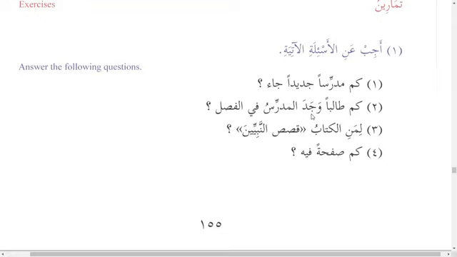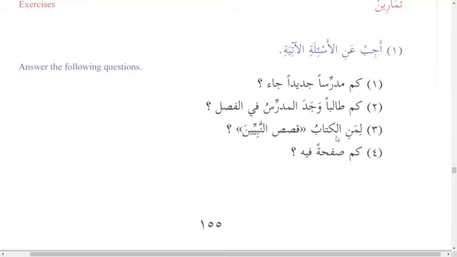لمن الكتاب؟ Yes, قصص النبيين. Okay, who is the author of the book? The stories of the prophets. هو لفضيلة الشيخ أبي الحسن الندوي. Yes, that's right. هو لفضيلة الشيخ أبي الحسن الندوي رحمه الله تعالى. So it's written by Sheikh Abi Hassan al-Nadwi.